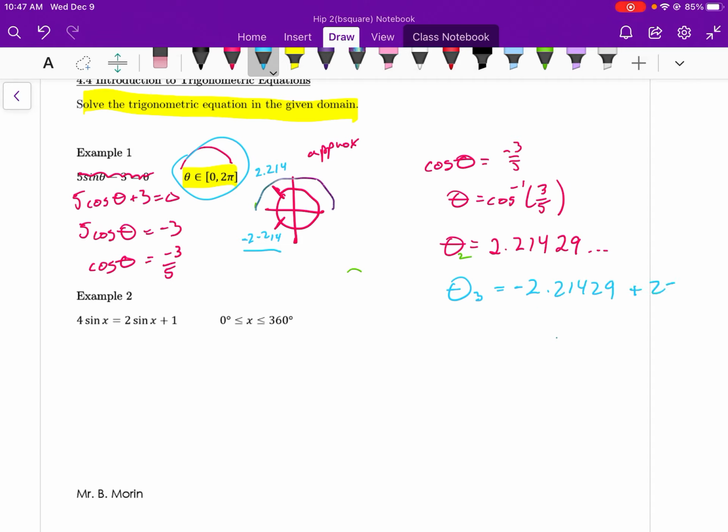is I can simply add 2 pi. So theta is going to be equal to 2.214, and I'm going to keep it to 3 decimal places, or it's going to be 2 pi minus that previous amount, and what it is, 4.069.